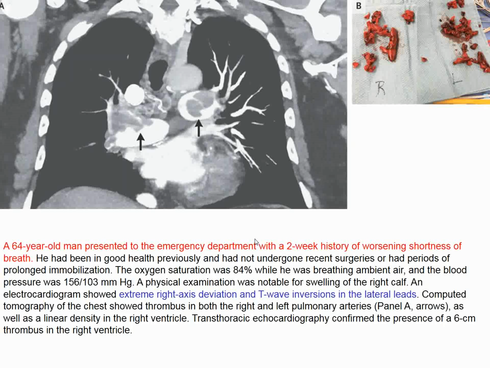It's a 64-year-old man who suddenly develops, not suddenly, but he presents with 2 weeks of shortness of breath, no chest pain. He's not undergone recent surgeries and has not had periods of immobilization. He has substantial hypoxemia. His oxygen saturation on room air is only 84%, so that's a PO2 of around 50. A CT is done, and we see these massive thrombi in both major pulmonary arteries.